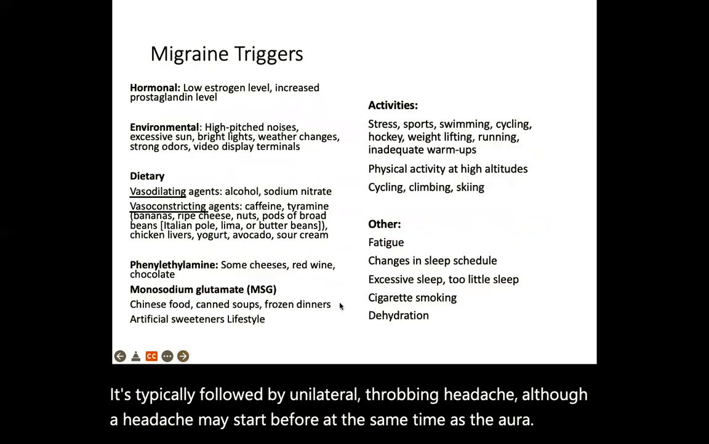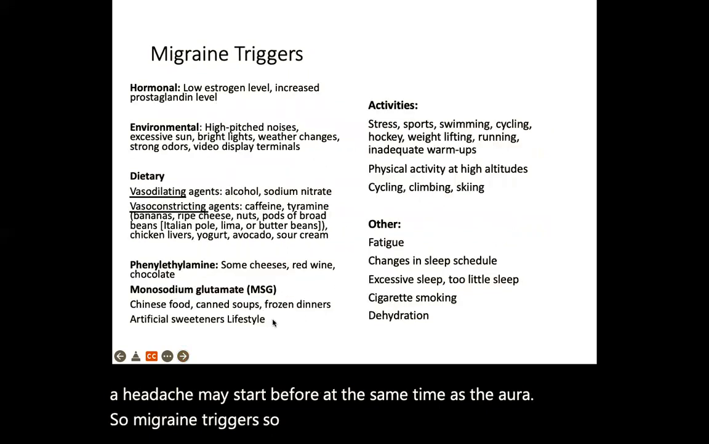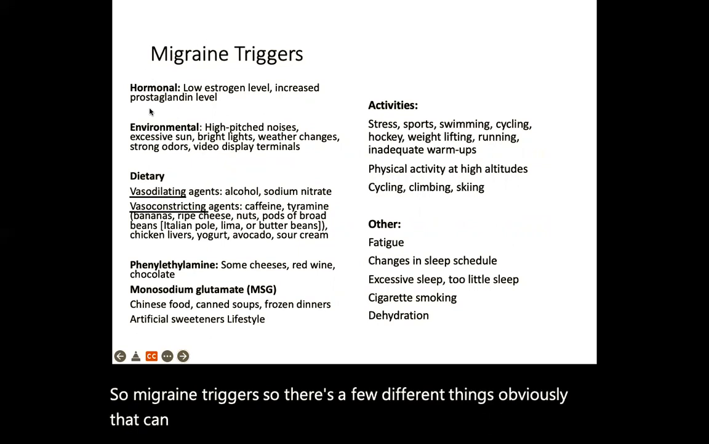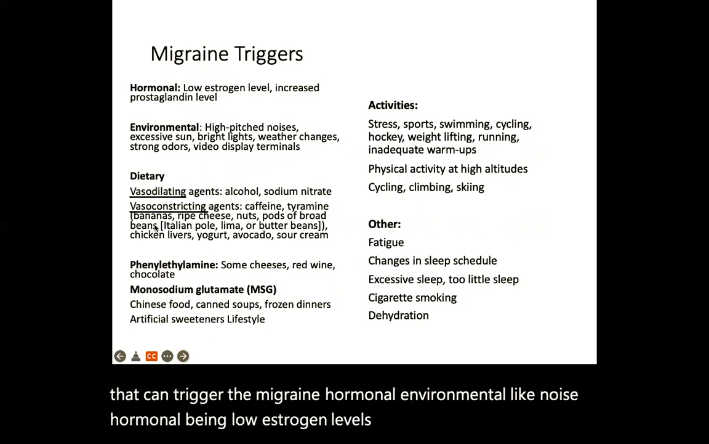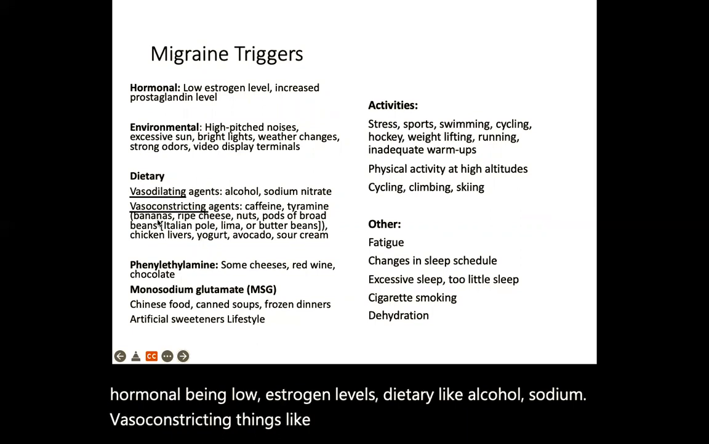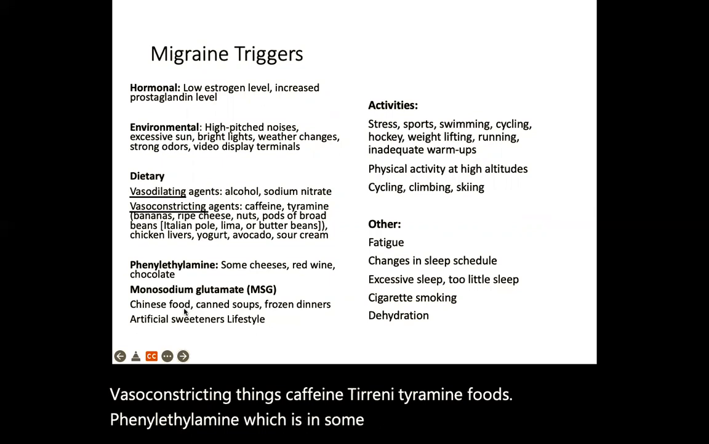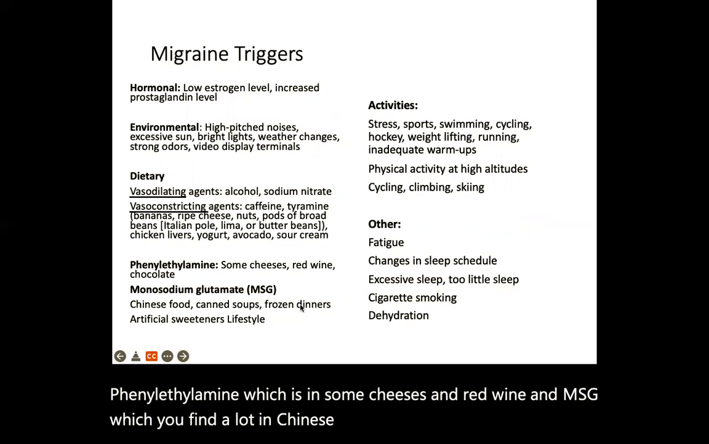So migraine triggers. There's a few different things, obviously, that can trigger the migraine. Hormonal, environmental, like noise, hormonal being low estrogen levels, dietary, like alcohol, sodium, vasoconstricting things like caffeine, tyramine foods, phenethylamine, which is in some cheeses and red wine, and MSG, which you find a lot in Chinese food, frozen foods, frozen dinners, canned soups, and artificial sweeteners.